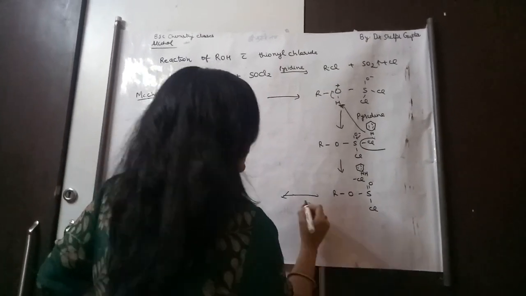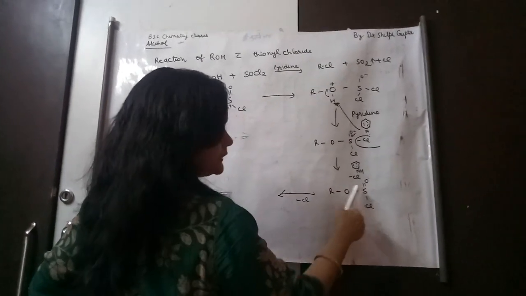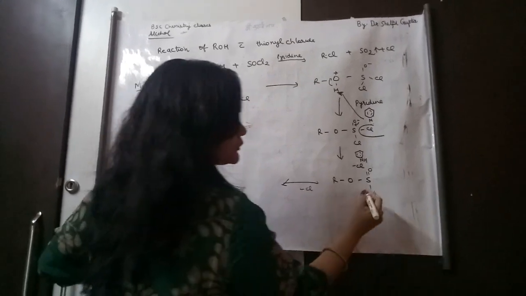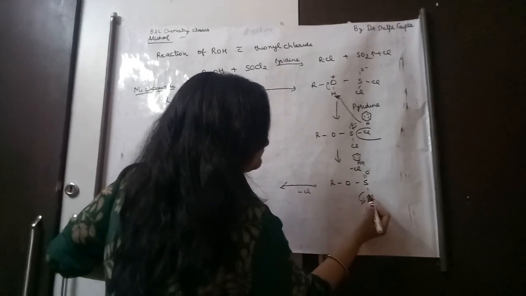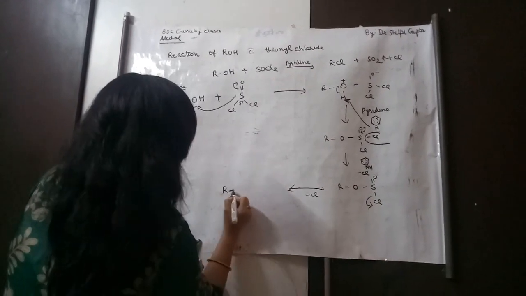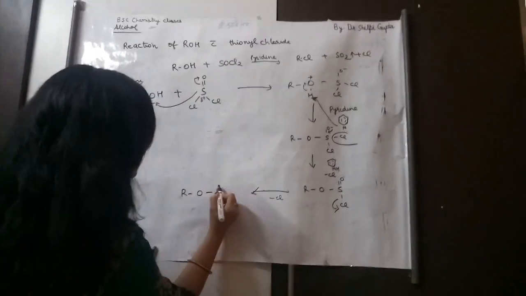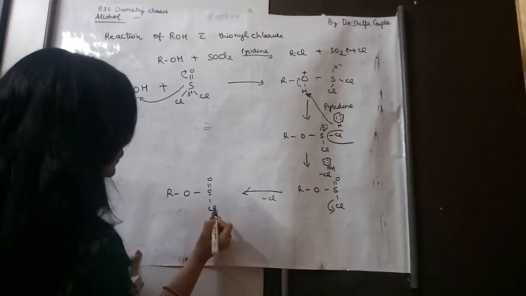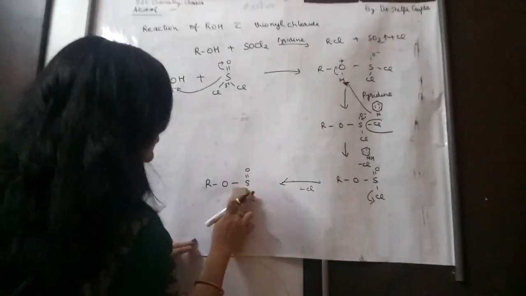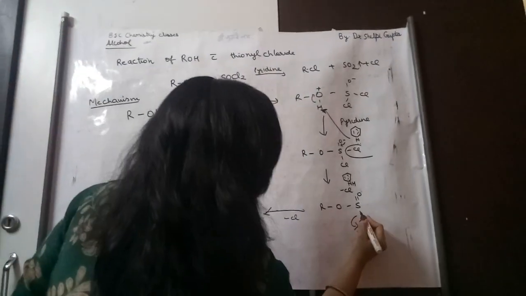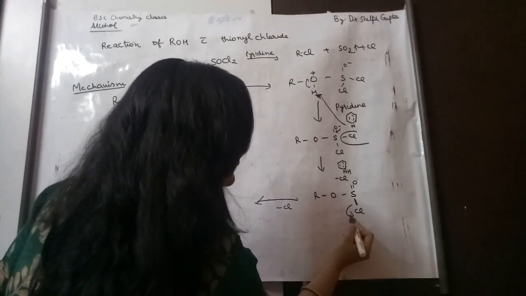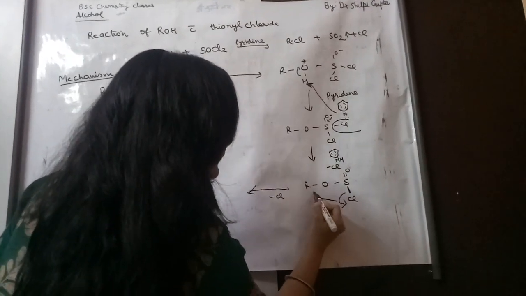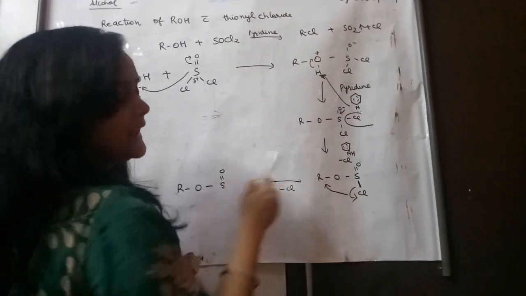This Cl will remove from the group. This Cl will also remove from the group, and when this Cl will remove from the group, then the bond will form like this. Okay, this Cl will remove like this with the lone pair of electrons. Then this Cl will remove, and then what will happen? It will attack on the R atom. Okay, it will attack on the alkyl group.